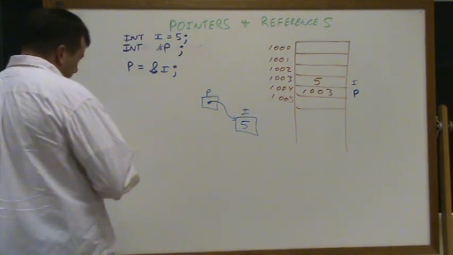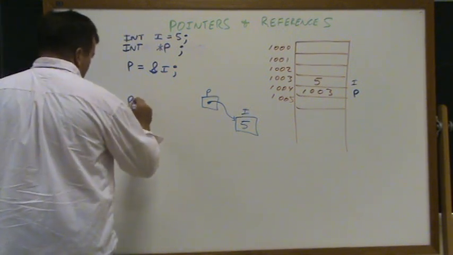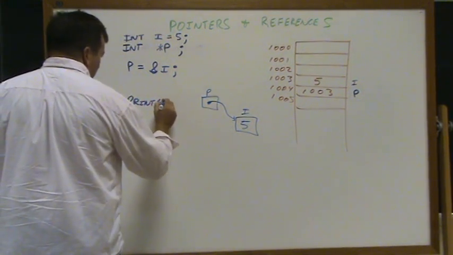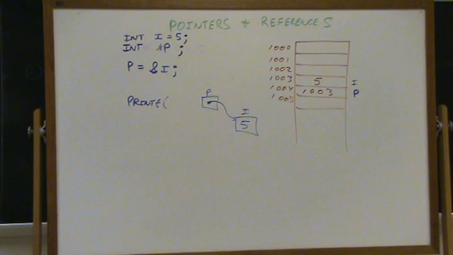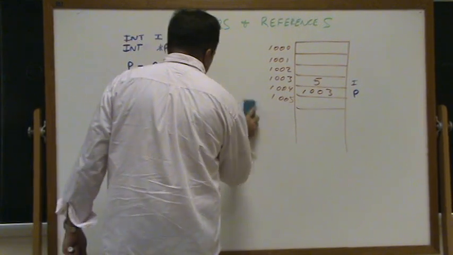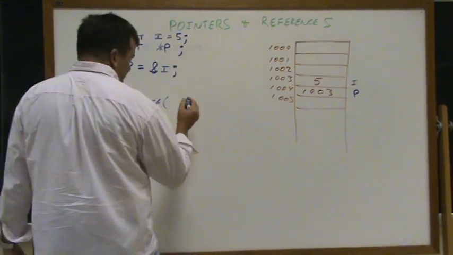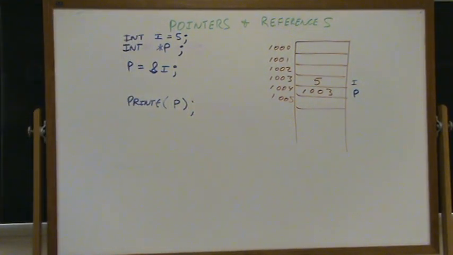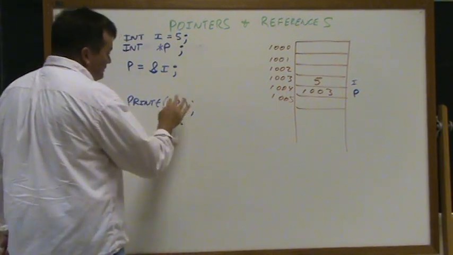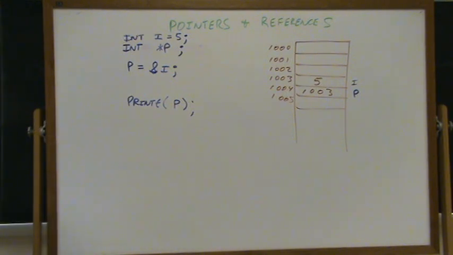So if we did printf, and we only have P, and we wanted to print out 5. For example, if we said printf P, it would print out, in this case, 1003, the contents of P. What if we want to say, I don't want to print out P, I want to print out the thing being pointed to by P. I want to print out the 5. What would we have to do? We'd have to put in some kind of symbol that says the thing pointed to by P, right?